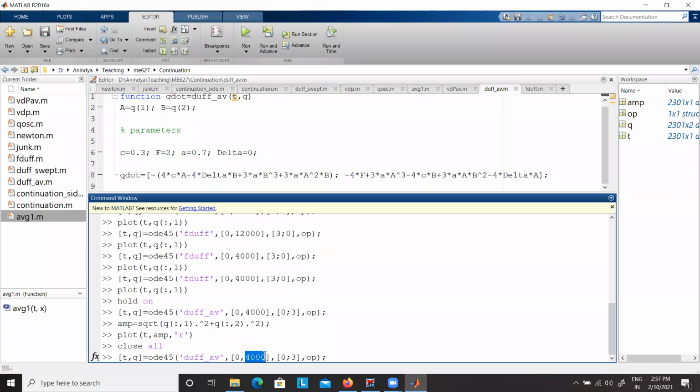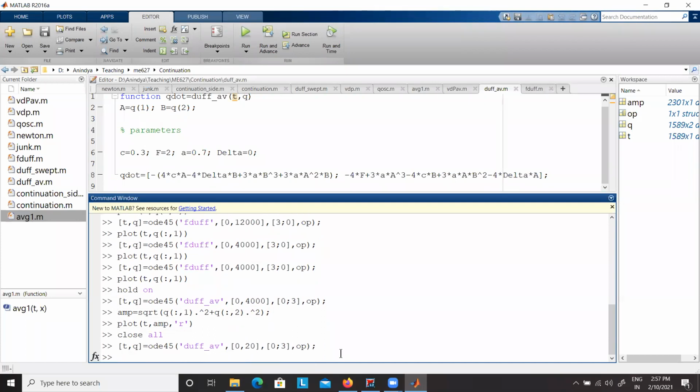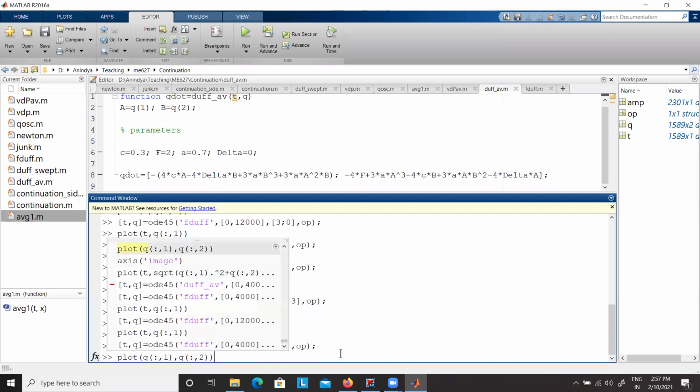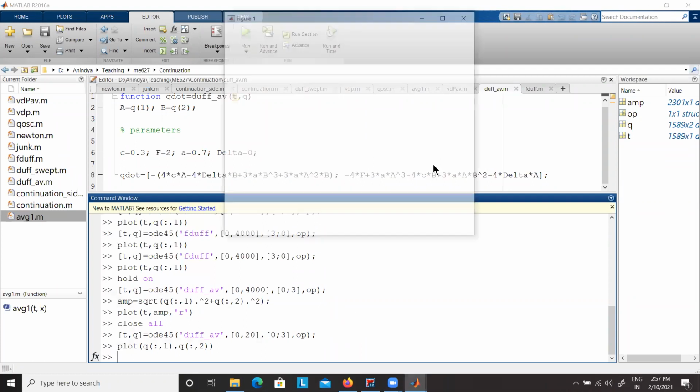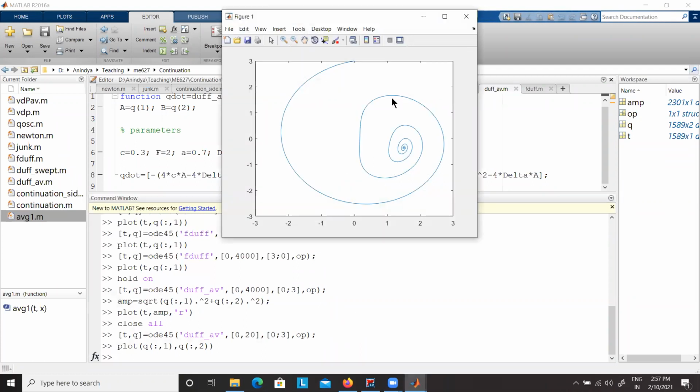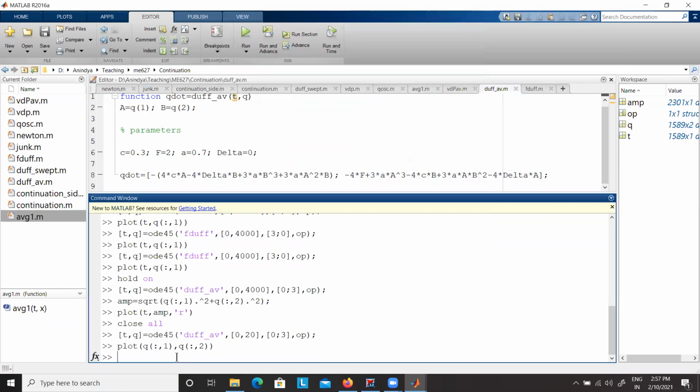Now I will do only 20. And I will plot Q1 versus Q2. So you see, once again, it has come in some way, it is spiraling in, but there is maybe something funny over here. That is all.